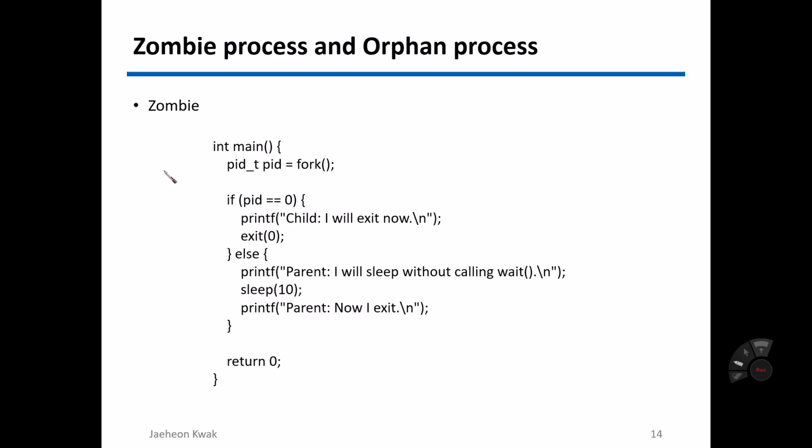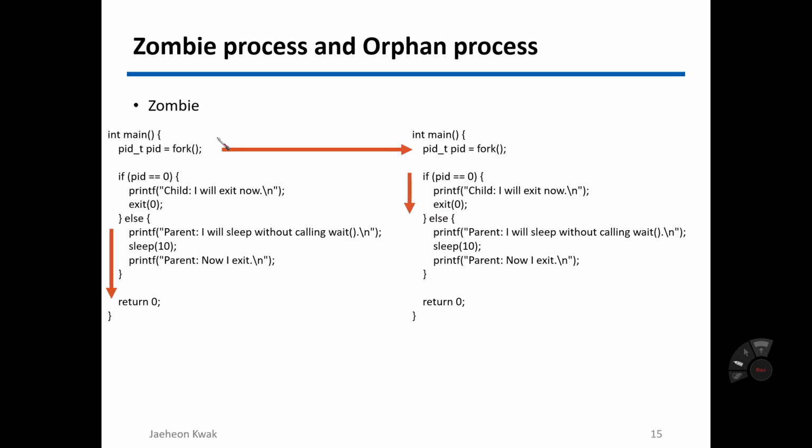Let's see this one, the zombie process. Okay, so firstly, the parent process will call a fork function to create a child process, and because the parent process is sleeping, during the sleeping of the parent process, the child process will be executed. So it prints this, and the child process will be terminated during the parent's sleeping. And I prepared the flow of the process creation and the code.